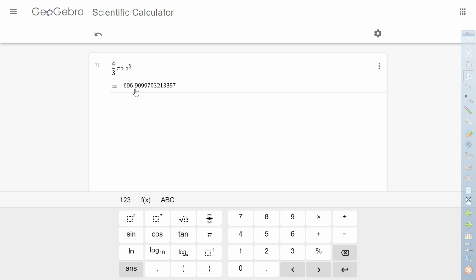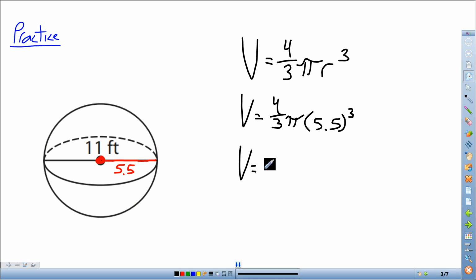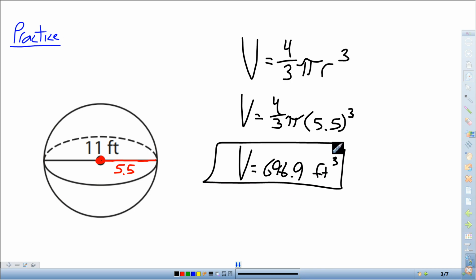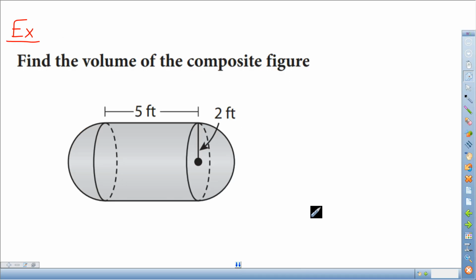696.90. So that 9's just staying a 9. So 696.9. All right, units are feet, so feet cubed. Okay, so that's kind of your typical simple problem. This lesson's going to get into a little bit more. So let's take a look at the next example here.